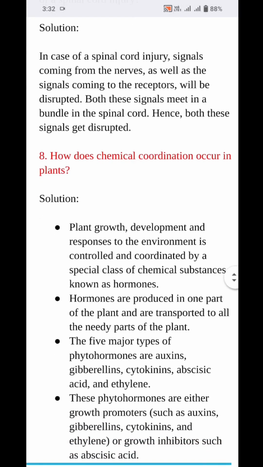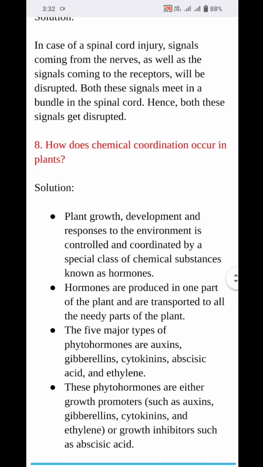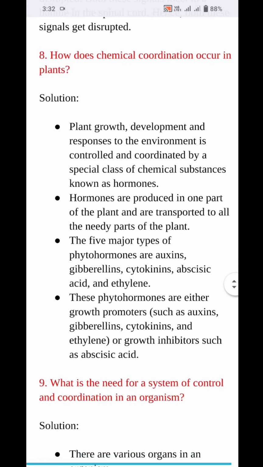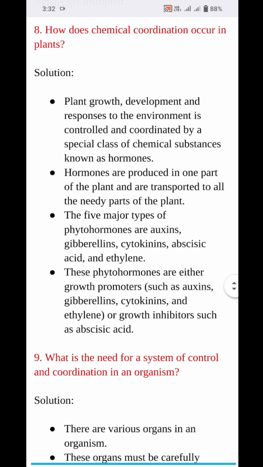Question number 7. Which signals will get disturbed in case of a spinal cord injury? Answer. In case of a spinal cord injury, signals coming from the nerves as well as the signals coming from the receptors will be disturbed. Both the signals meet in a bundle of spinal cord, hence both the signals get disturbed.